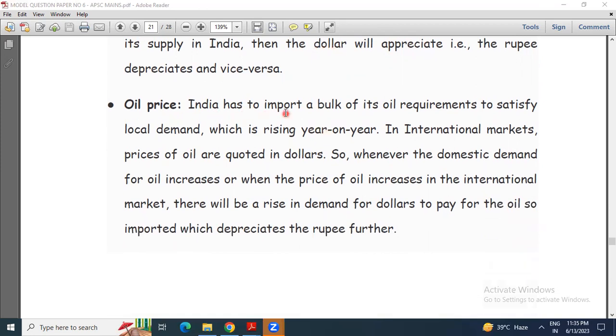Then oil price. India has to import a bulk of its oil requirement to satisfy the local demand, which is rising year on year. And in the international market, prices of oil are quoted in dollars. So whenever the domestic demand for oil increases, or the price of oil increases in the international market, there will be a rise in the demand for dollars to pay for the oil so imported, and that depreciates the rupee further.